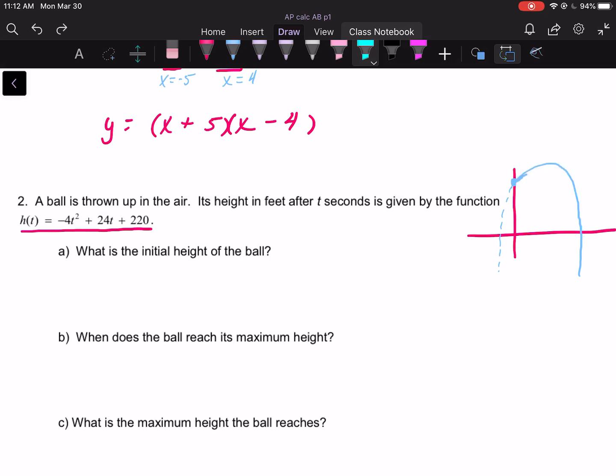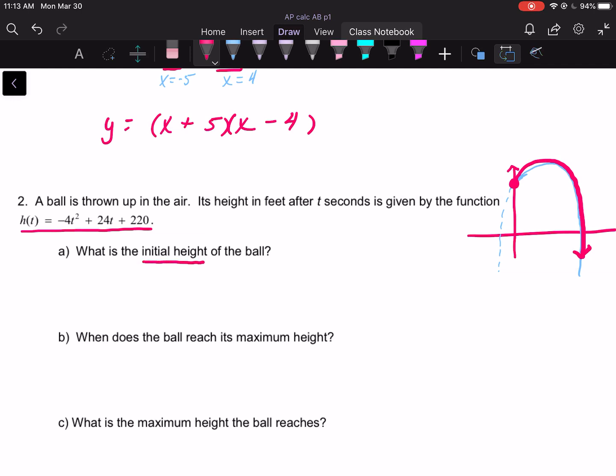Alrighty, so first question, what's the initial height? Well, we know the initial height comes from the y-axis. That's where the ball started, and then it gets thrown up and falls down. So we're trying to ask ourselves, okay, well, what's the y-intercept of this graph?